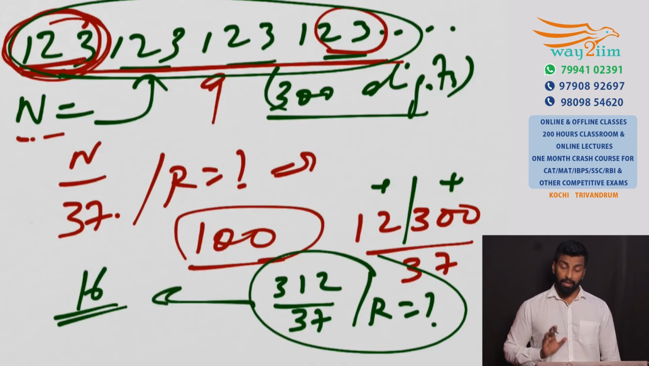So I hope all of you are clear with all the divisibility rules. Quickly, if you want a recap: what is divisibility of 2? Last digit, right? Divisibility of 3, sum of digits. Divisibility of 4, last two digits. Divisibility of 5, last digit is either 0 or 5. What is divisibility of 6? 3 into 2.